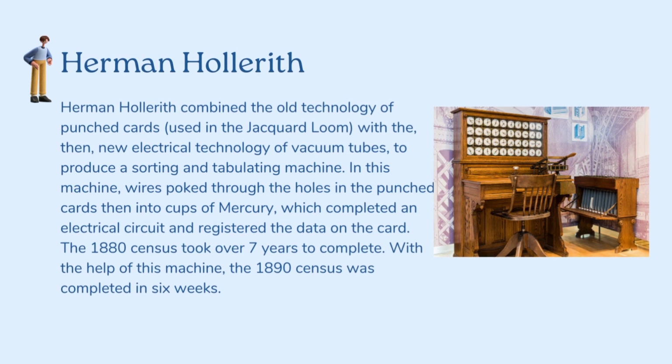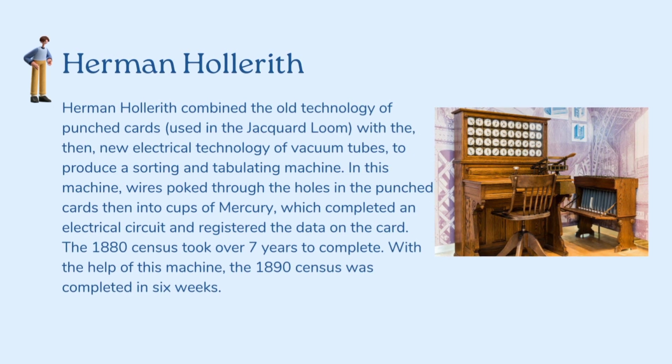Herman Hollerith combined the old technology of punched cards, used in the Jacquard loom, with the then new electrical technology of vacuum tubes, to produce a sorting and tabulating machine. In this machine, wires poked through the holes in the punched cards then into cups of mercury, which completed an electrical circuit and registered the data on the card. The 1880 census took over 7 years to complete. With the help of this machine, the 1890 census was completed in 6 weeks.